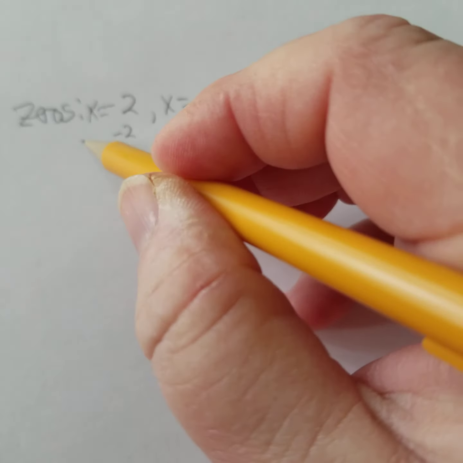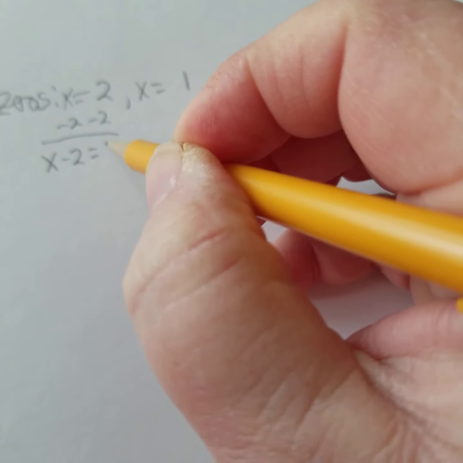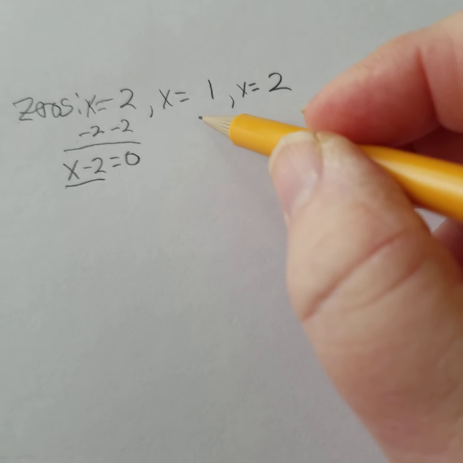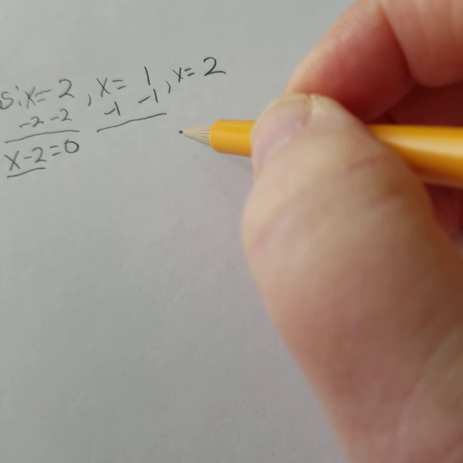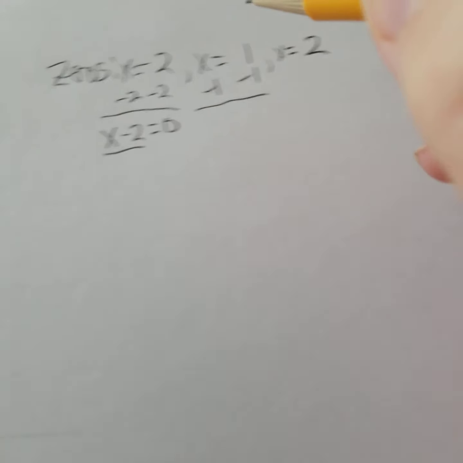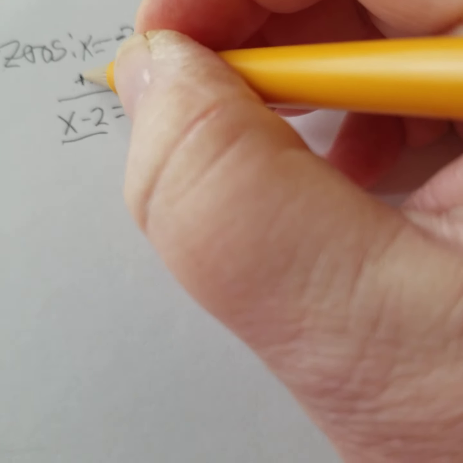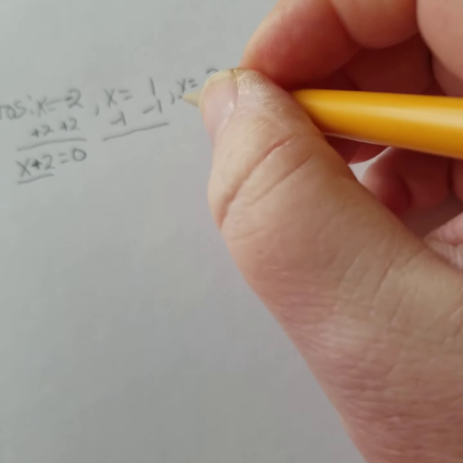So I'm going to subtract 2 here, and I'm going to get x minus 2 equals 0. Underline the x minus 2. On the second equation, I'm going to add 2 on both sides. Oh, that should be a -2 right there. Let's make that +2, +2, +2. Correct it. Got it. It's x plus 2.